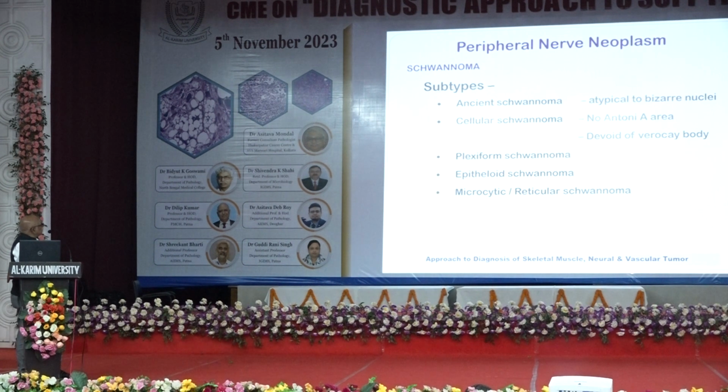Now, in schwannoma there are multiple subtypes, like ancient schwannoma, where you can get atypical bizarre nuclei. Like the previous speaker said, atypical bizarre nuclei are not always malignant. So in ancient schwannoma you can also get these atypical bizarre nuclei. Cellular schwannoma will have no Antoni A area, devoid of Verocay bodies. Then plexiform schwannoma, epithelioid schwannoma, microcytic or reticular schwannoma.